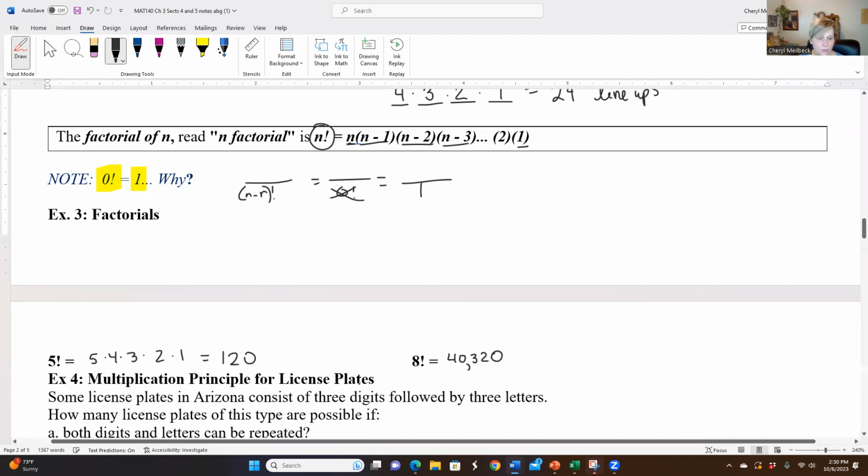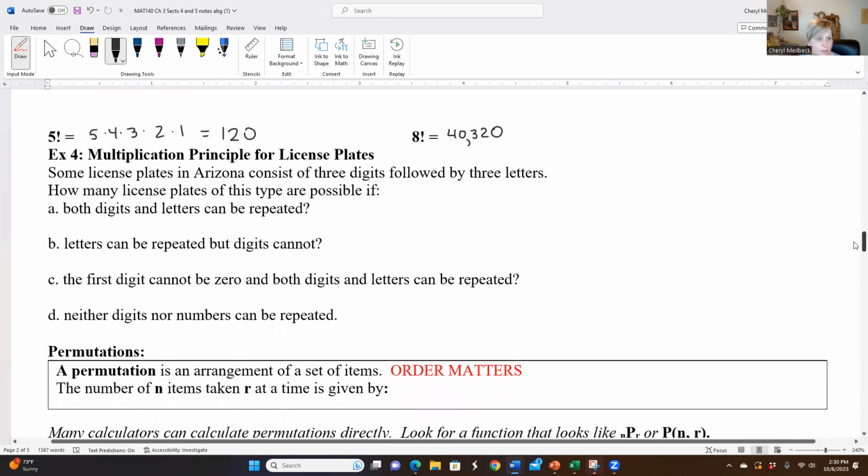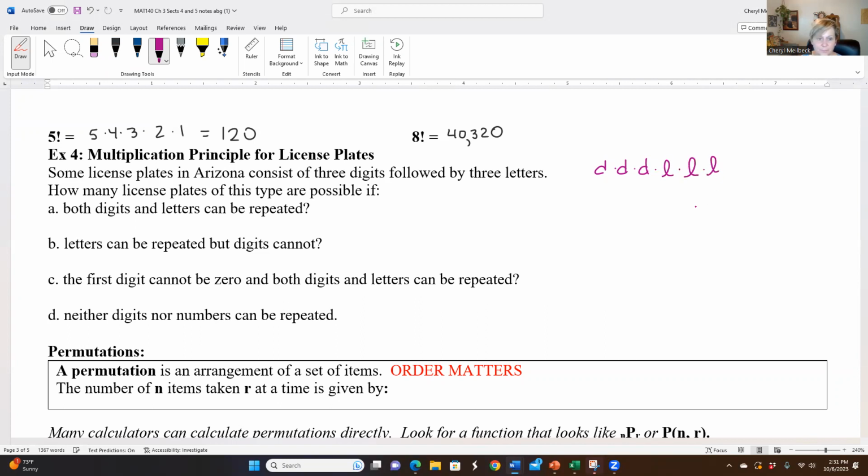All right, let's use our multiplication counting principle for license plates in example 4. So this example says some plates in Arizona consist of 3 digits followed by 3 letters. So digit times digit times digit. So using the multiplication counting principle, we'd multiply them. And then by 3 letters, we'll call that letter times letter times letter. Let's see how many different types of license plates are possible if both the digits and the letters can be repeated. So let's identify this.